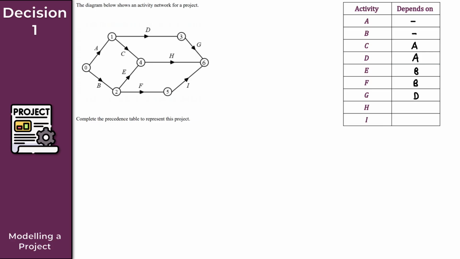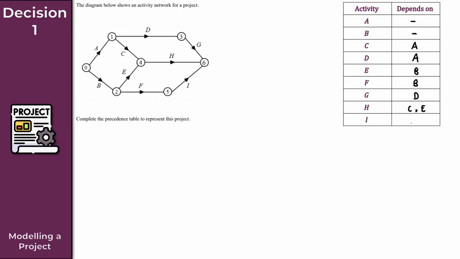What about activity H now? So again, we locate activity H here on our activity network. So again, we work backwards here. So what activities, or might just be one activity here, must be complete before we can start activity H? Well, in this case here, there's two different activities, right? Working backwards then, I can see activity C and activity E must both be complete before we can start activity H. So we put C and E here for H.